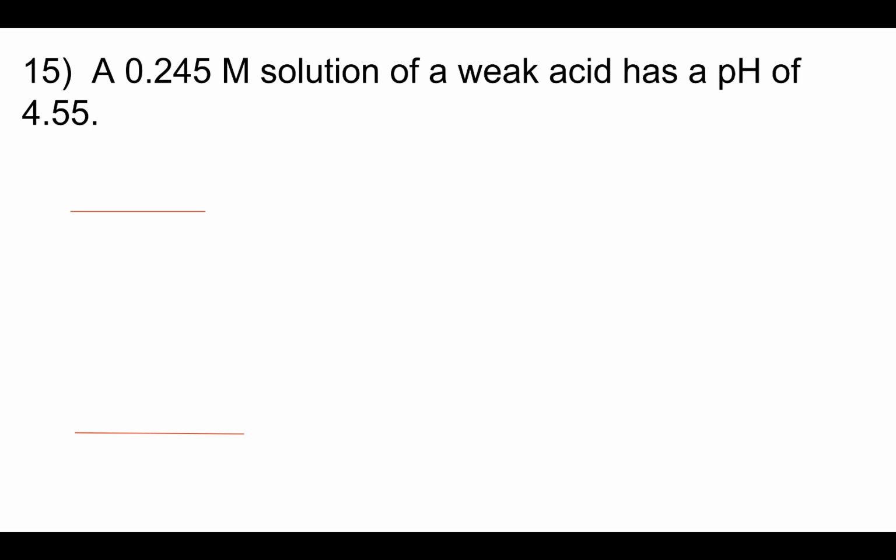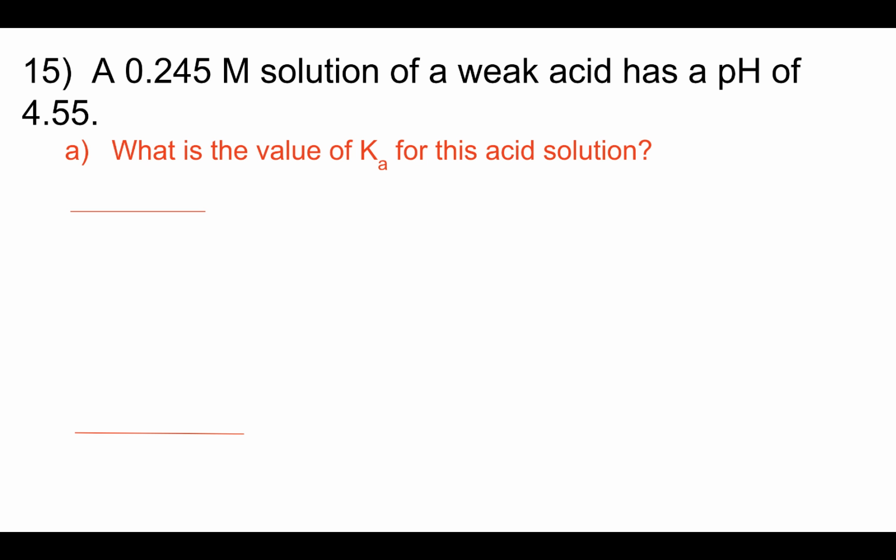Okay, you guys, let's look at number 15. So number 15 is telling us that we have a 0.25 molar solution of a weak acid with a pH of 4.55. And then first it wants us to find the Ka value for this acid solution. So again, it's telling us that it's a weak acid, so we know it doesn't dissociate 100%. And so we're going to need to start by writing a Ka expression.